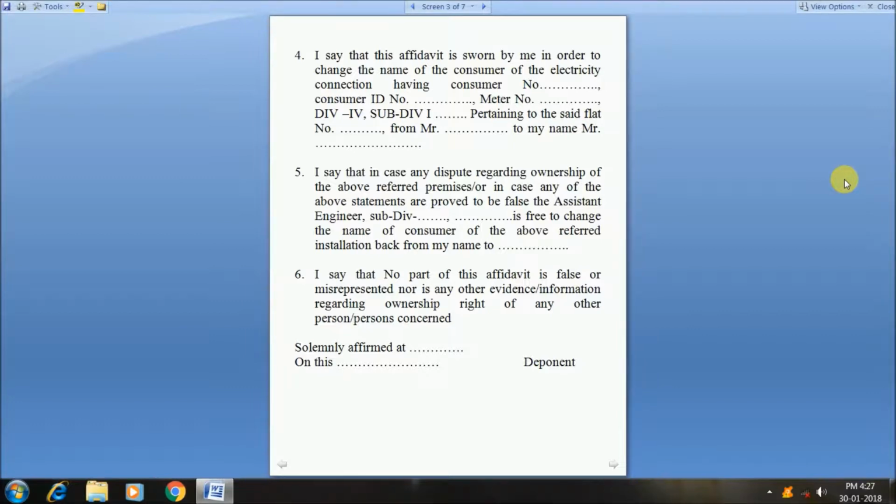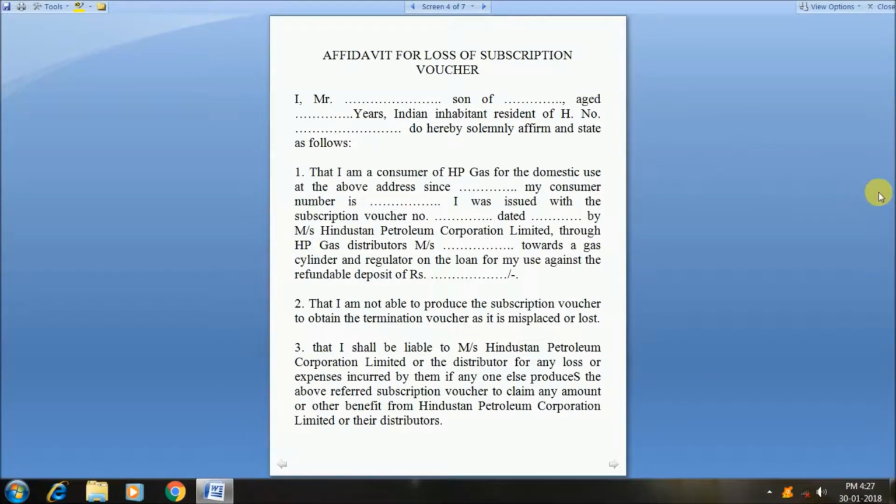That is, it has a force majeure clause. That is, if in the event it is found to be false, then so and so action can be taken. So this is also a system of drafting an affidavit. Now the next format is for loss of subscription voucher issued by HP Gas Distribution Services.